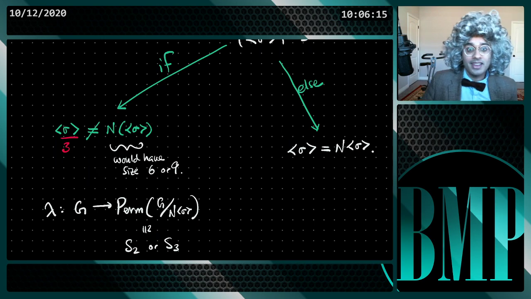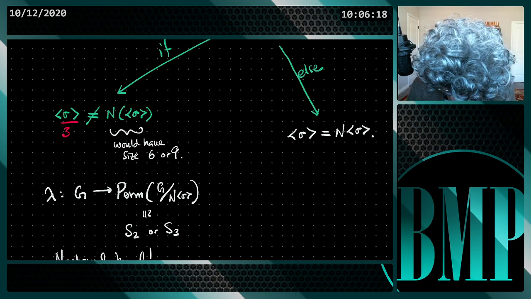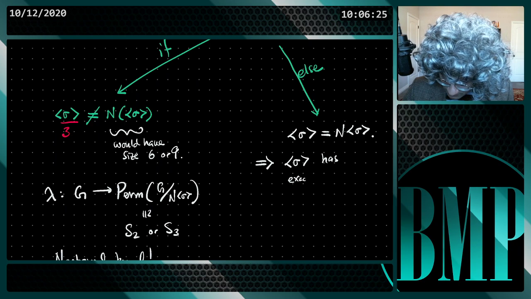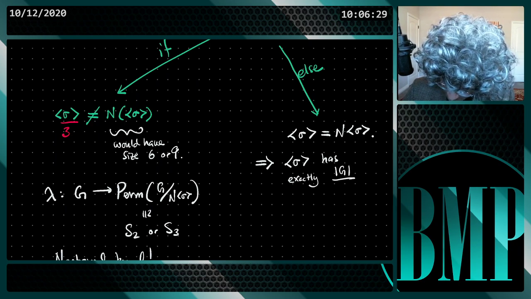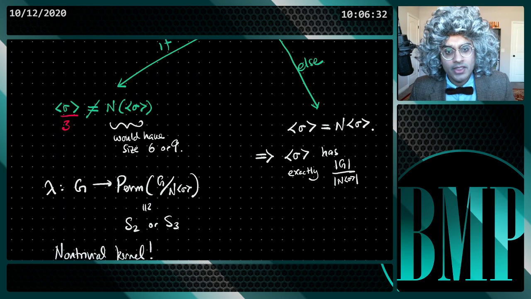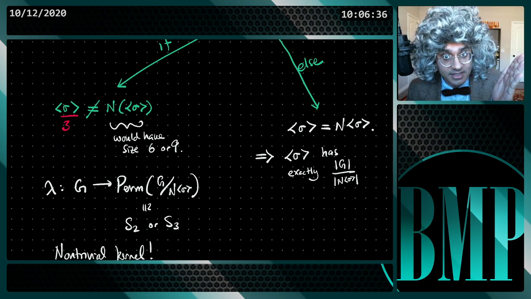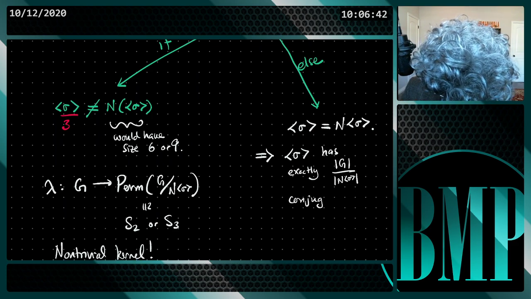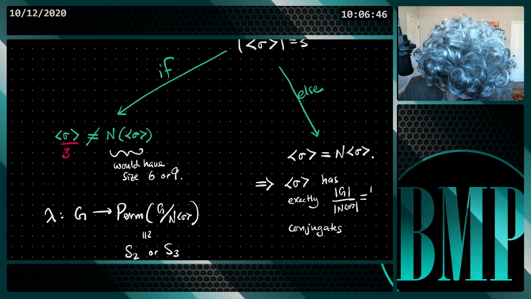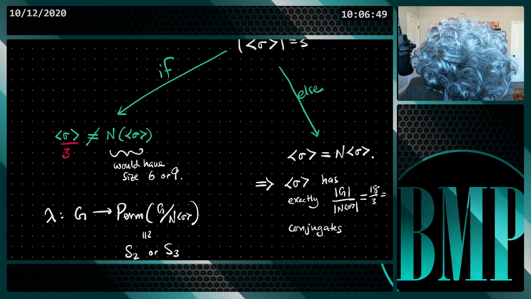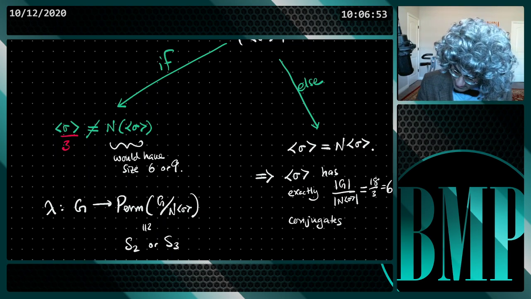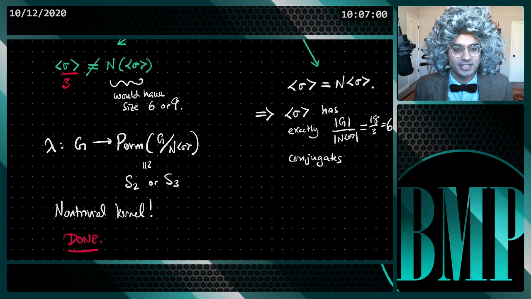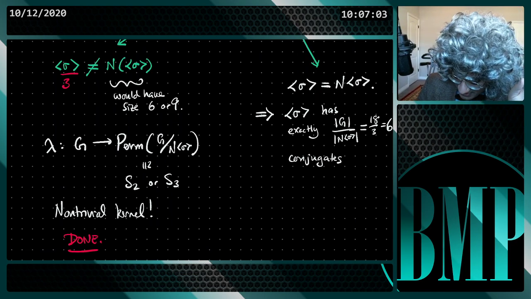So then this subgroup has exactly this many distinct conjugate subgroups, groups that are conjugate to this group. And what is this number? This number is 18 over 3, which is 6? Okay, let's hope this works out. I'm just doing this on the fly. Okay, 6 conjugates.